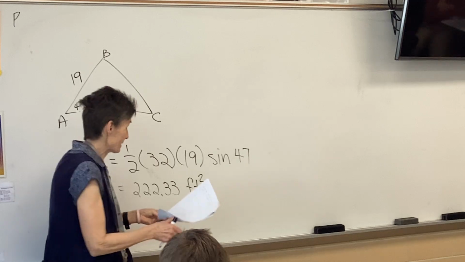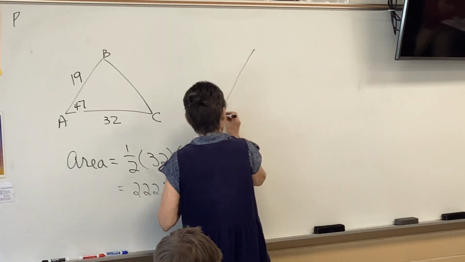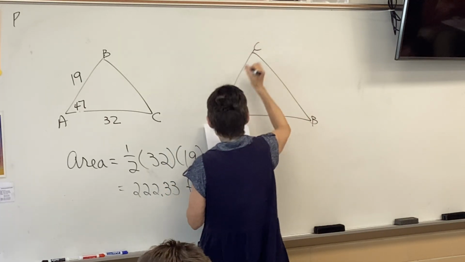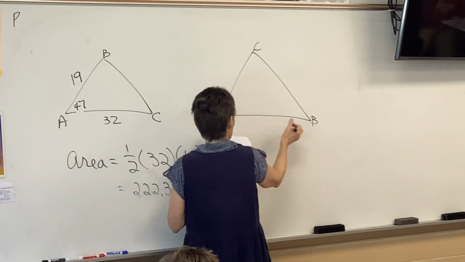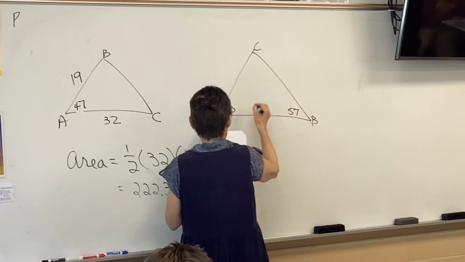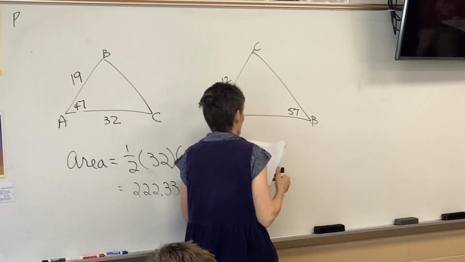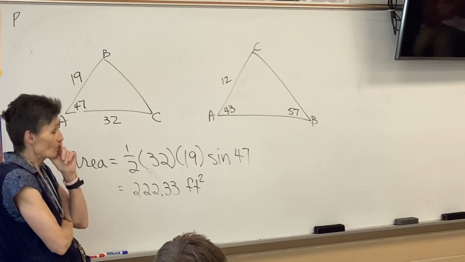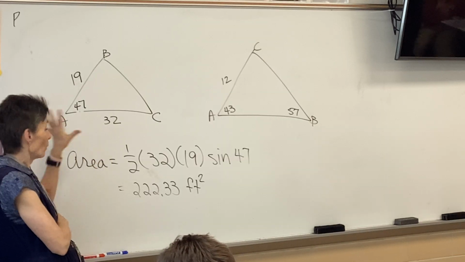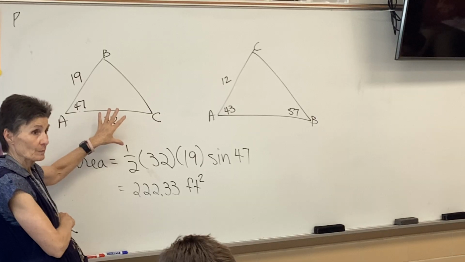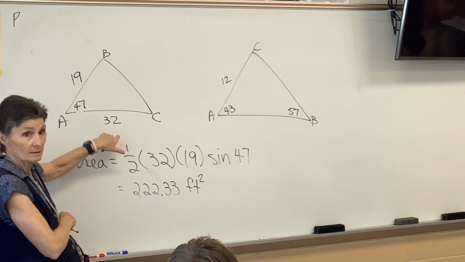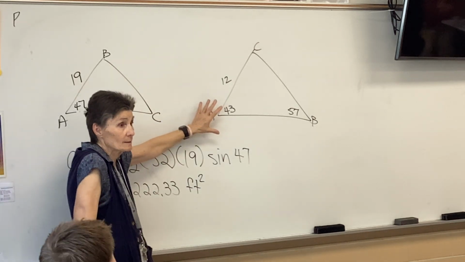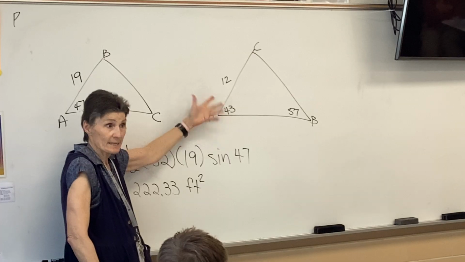Okay, Michael says, I'm going to guess it's harder. Well, it doesn't really get harder, but let's look at this next one. So now we know this is 43, this is 57, and this is 12. Think about this for a second. What did we say we needed to find the area? We need two sides and the angle in between them. Obviously I'm missing a side.